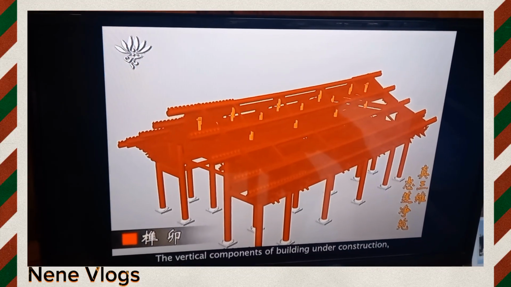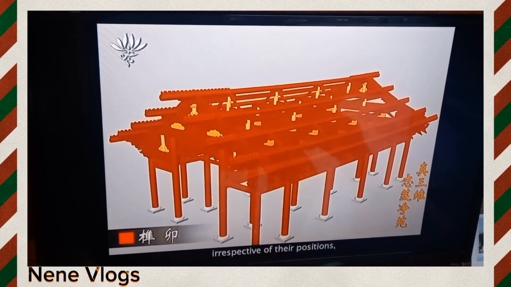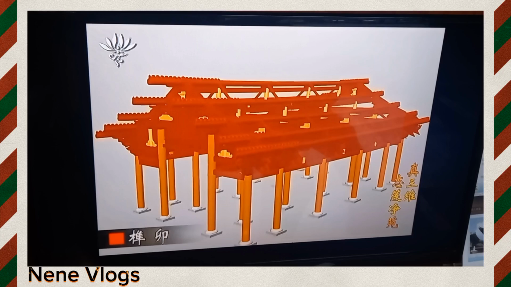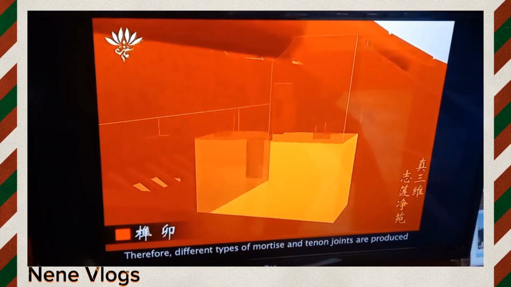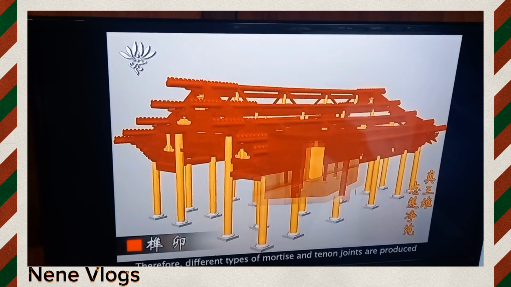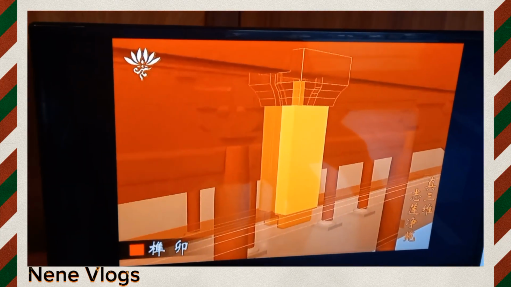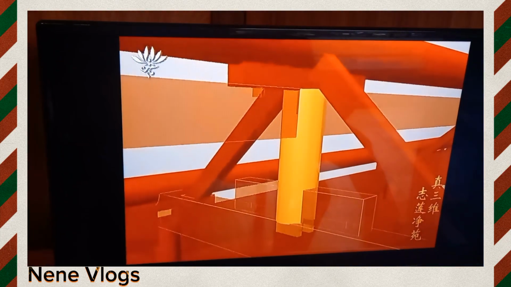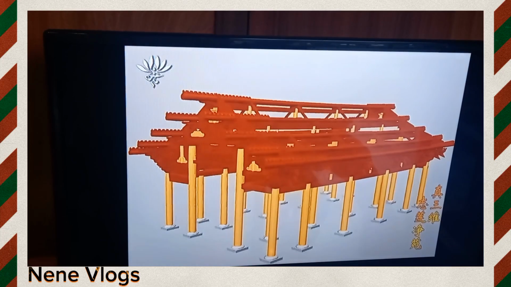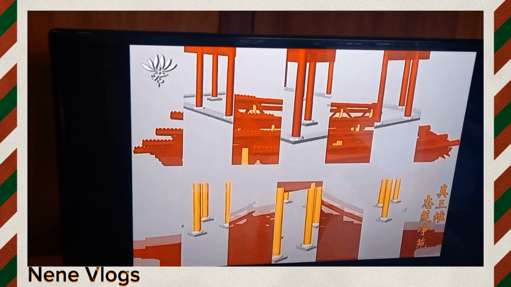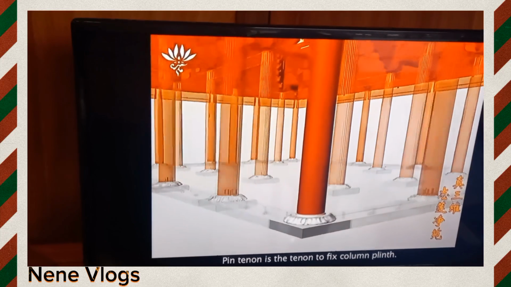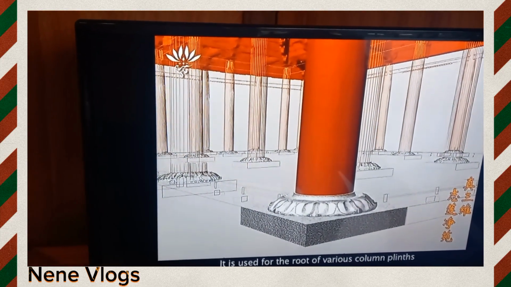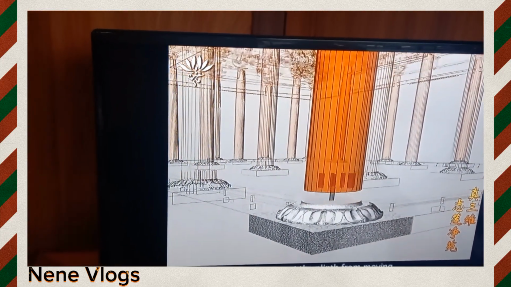The vertical components of a building under construction, irrespective of their positions, are always fixed by mortise and tenon joints. Therefore, different types of mortise and tenon joints are produced to fix vertical components. Pin tenon is the tenon to fix column plinth. It is used for the root of various column plinths to prevent the plinth from moving.